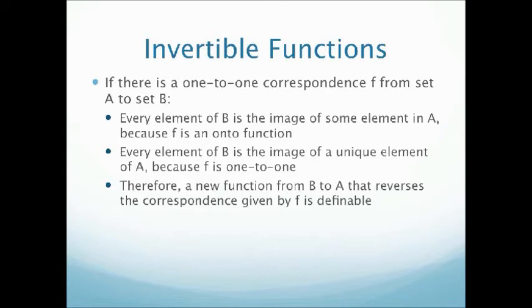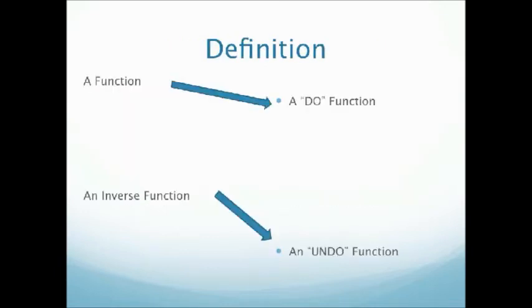First, if there is a one-to-one correspondence, f from set A to set B, every element of B is the image of some element in A, and that is called an onto function. Also, if every element of set B is an image of a unique element of set A, we call that a one-to-one function. So to have a one-to-one correspondence, we need to have both an onto function and a one-to-one function. If those conditions are met, the new function that is going to be created is going to be the reverse of those, and that is going to be defined as a function.